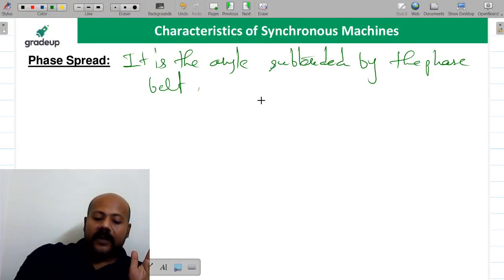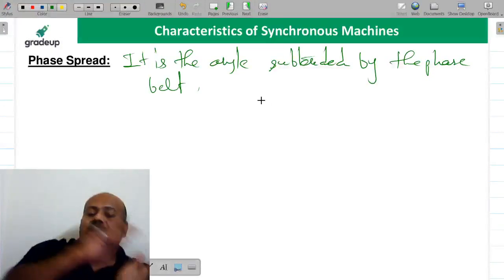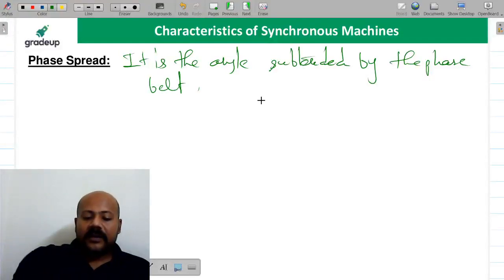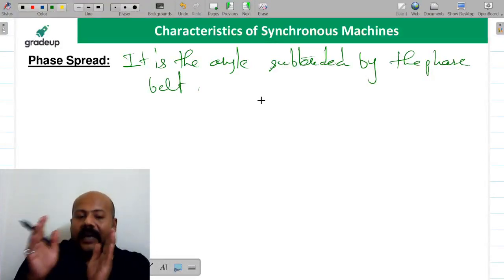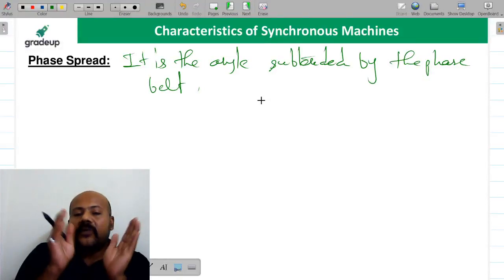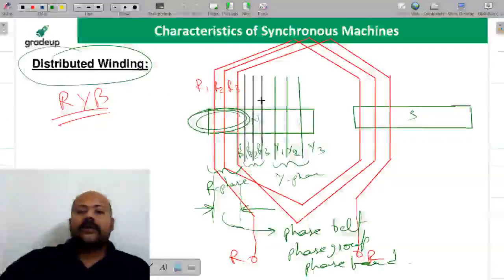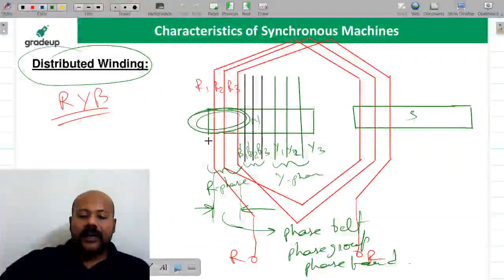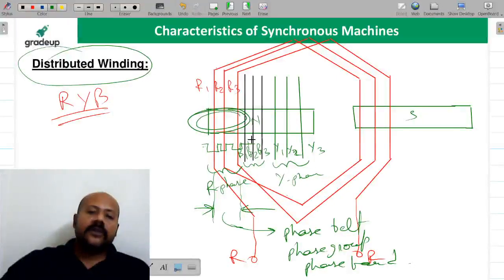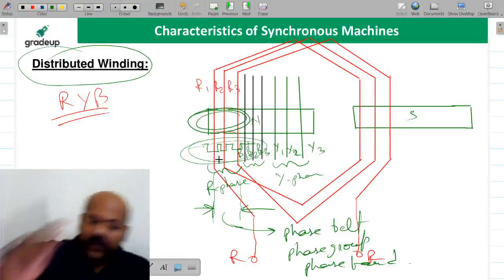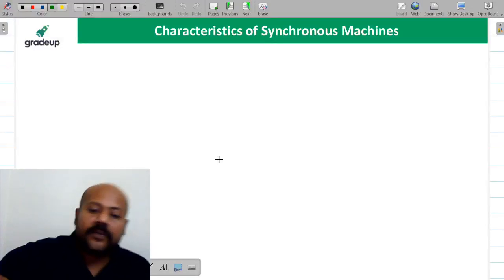No, Ranjit Mahal beta, they are not in the same slots, they are in different slots. I have not made the slots, I have only told you about the phase spread. If you want, you can draw the slots also. It is not in the same slot, this is the pole. You can draw it like this. So this way you can draw the slots also. You just focus here on what I wanted to convey, that is important.